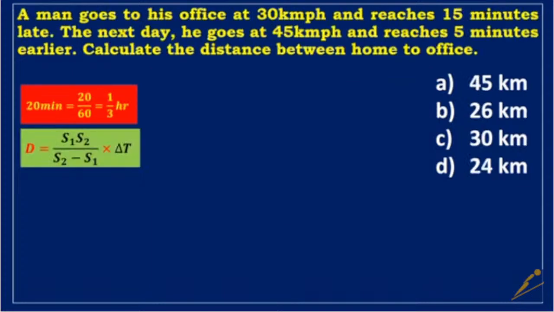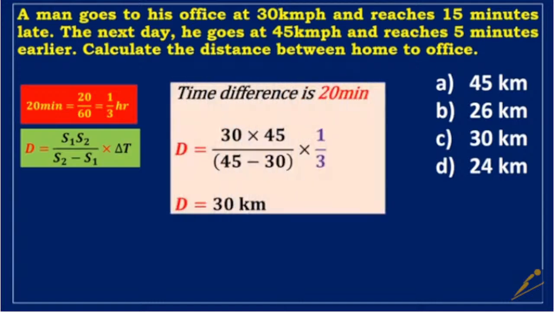Example 2. A man goes to his office at 30 kilometers per hour and reaches 15 minutes late. The next day, he goes at 45 kilometers per hour and reaches 5 minutes earlier. Calculate the distance between home and office. The difference in time del T is 15 minus minus 5, which is 20 minutes. We convert minutes into hours. 20 minutes equals 1 by 3 hours.